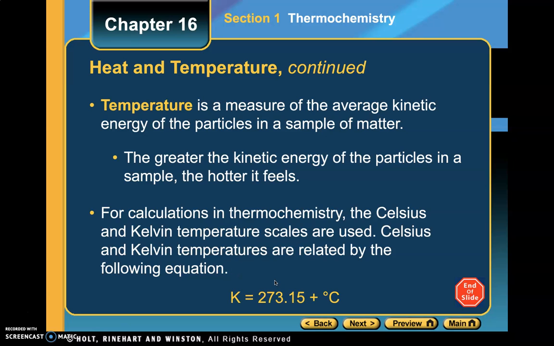Here is our equation for converting Celsius into Kelvin. It's pretty easy. You're going to take your Celsius and then just add 273.15 to whatever number Celsius you have. So if it's 10 degrees Celsius, then we would say that that's 283.15 Kelvin. Cool. So that's a pretty easy one, but you do definitely need to make sure you understand how to convert from Celsius to Kelvin.